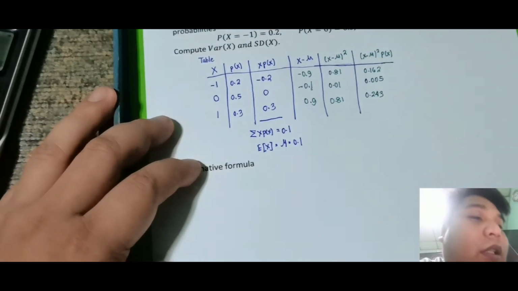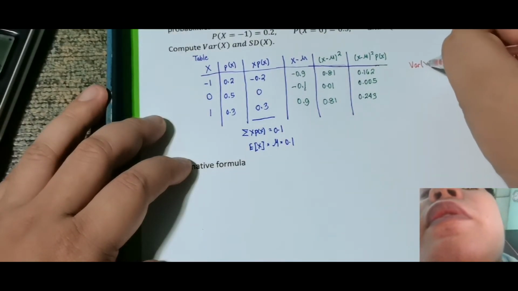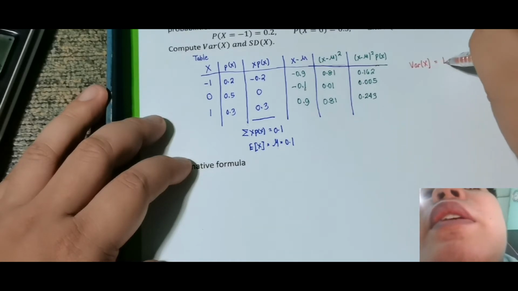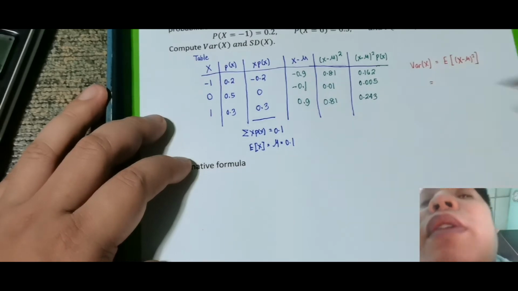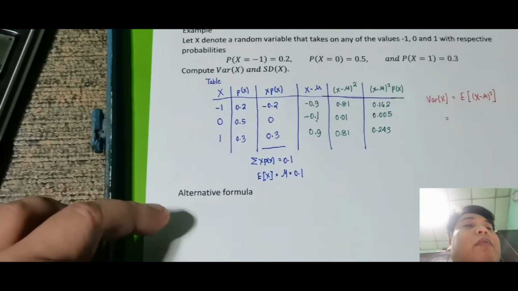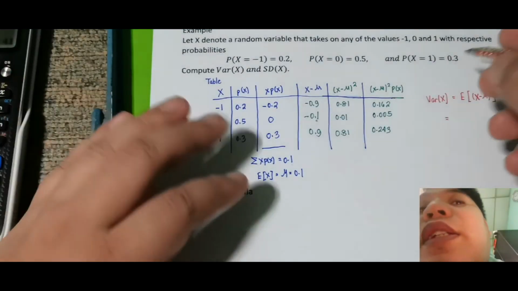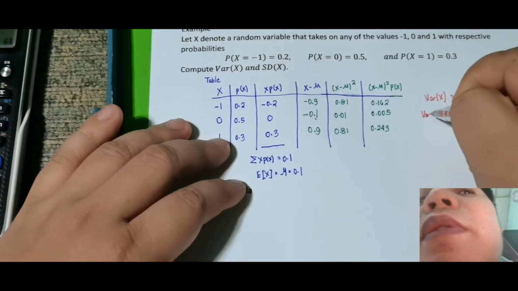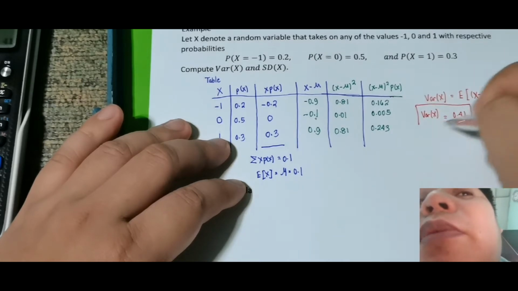So yung variance of x, dito na lang, solution na lang. The variance of x is equal to the expected value of x minus mu square, which is just equal dito. I-add ko lang lahat yan: 0.162 plus 0.005 plus 0.243. That is 0.41. So the variance of x is 0.41. Ito yung through the use of tabular form.